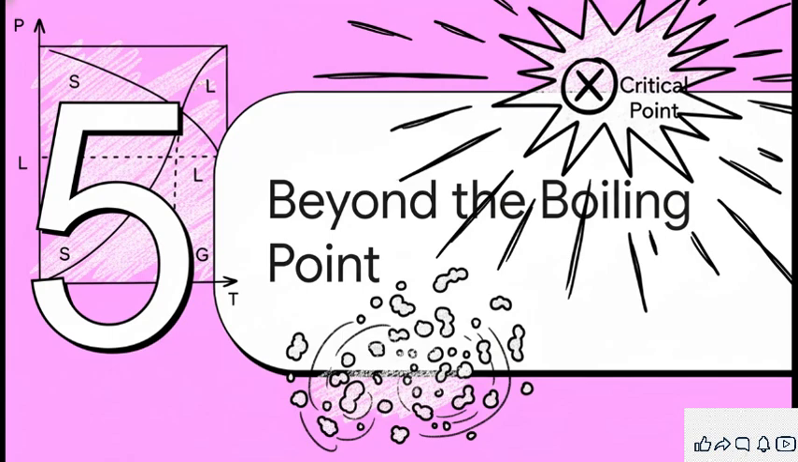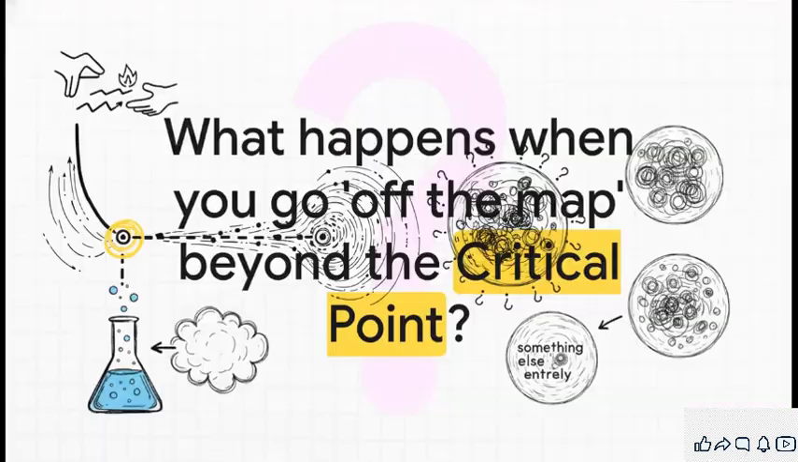Okay, so we've navigated the familiar lands of solids, liquids, and gases. But remember that mysterious critical point I mentioned? The one at the very edge of the map? Well, it's time to venture into that uncharted territory, beyond the boiling point. If you look at any phase diagram, that line between liquid and gas, well, it doesn't go on forever. It just stops.